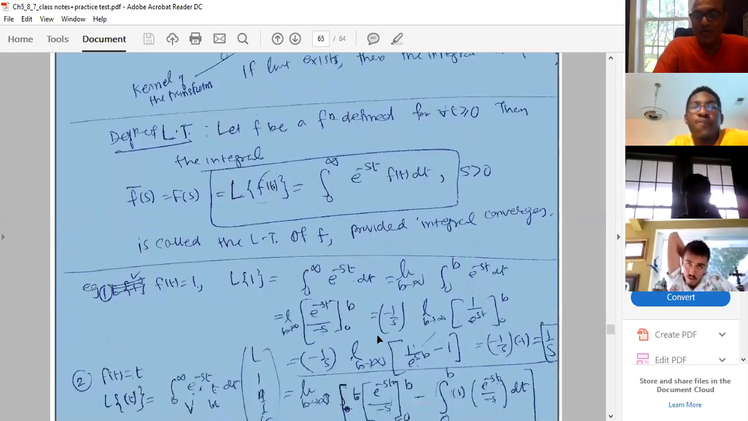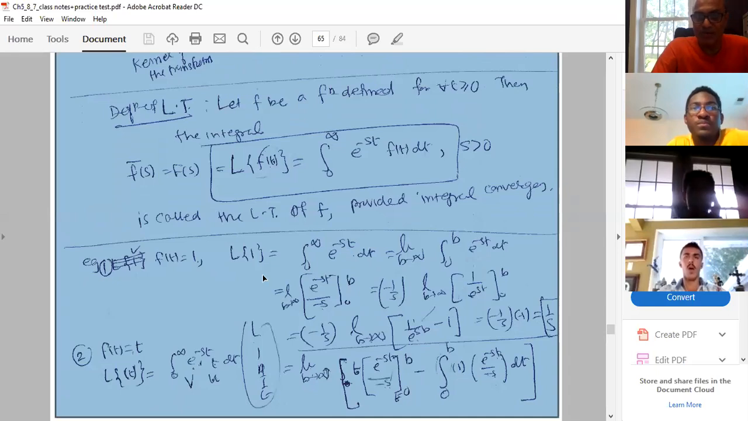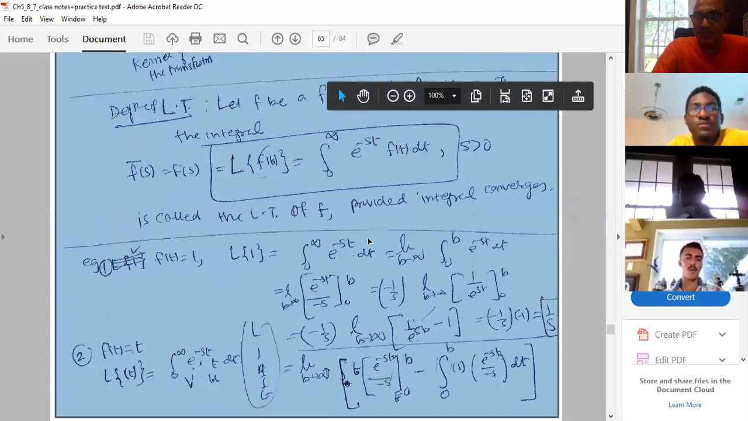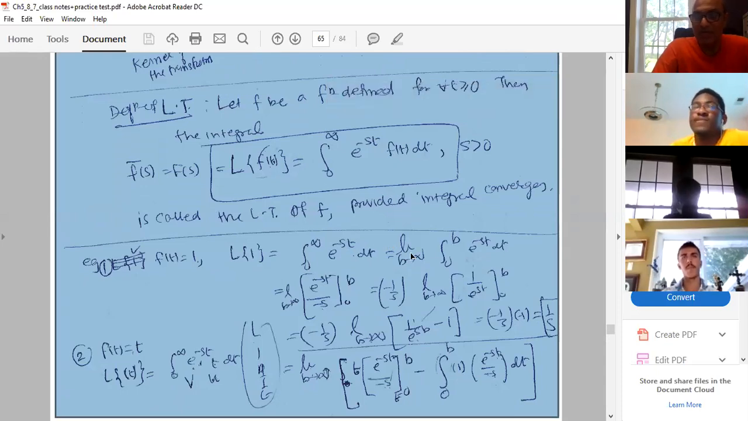Let me go for some examples. Suppose the Laplace transform of one, a constant function. Let me replace f(t) with 1, so e to the power negative st, an improper integral. Let me fix b here, with b tending to infinity. So the integral from 0 to b of e to the power negative st dt. Integration gives e to the power negative st divided by negative s, from 0 to b. Negative 1 over s is constant, pull it out.